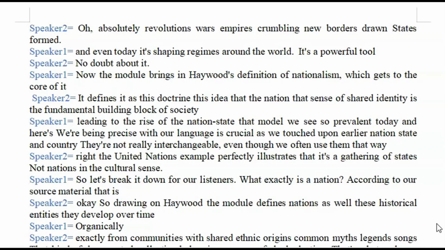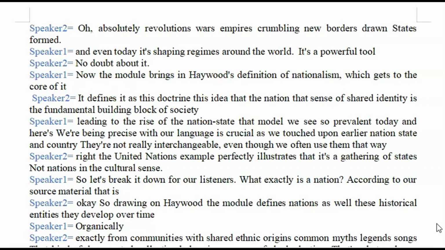Now, the module brings in Heywood's definition of nationalism, which gets to the core of it. It defines it as this doctrine, this idea that the nation, that sense of shared identity, is the fundamental building block of society. Leading to the rise of the nation-state, that model we see so prevalent today. And here's where being precise with our language is crucial. As we touched upon earlier, nation, state, and country are not really interchangeable, even though we often use them that way. Right. The United Nations example perfectly illustrates that. It's a gathering of states, not nations in the cultural sense.